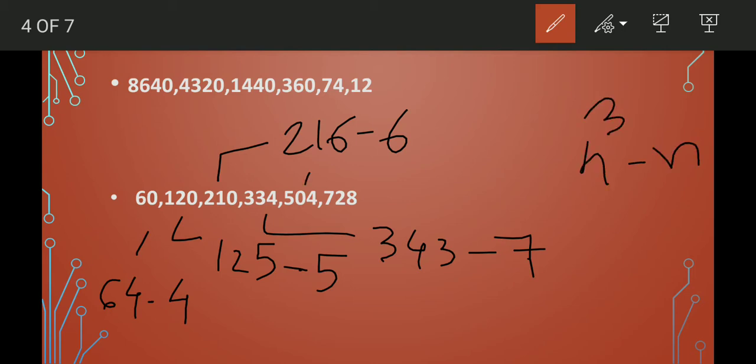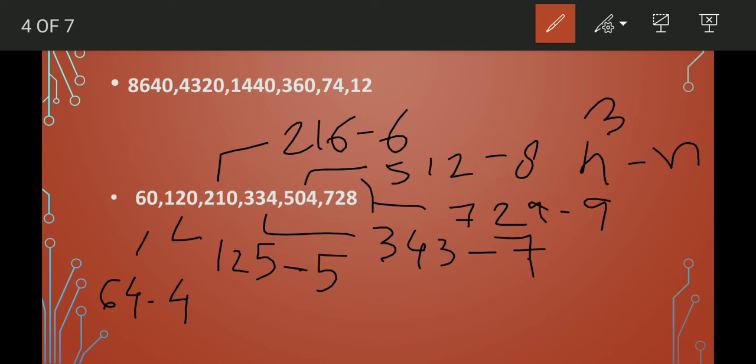So the next term is correct. It's 8 cube, that is 512 minus 8. And the last term should be 9 cube minus 9, that is 729 minus 9. So it should be 720, not 728. Therefore 728 is our wrong number.